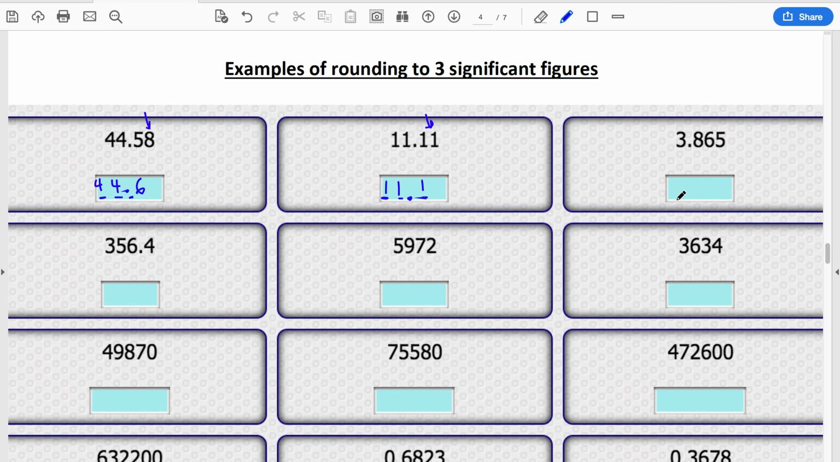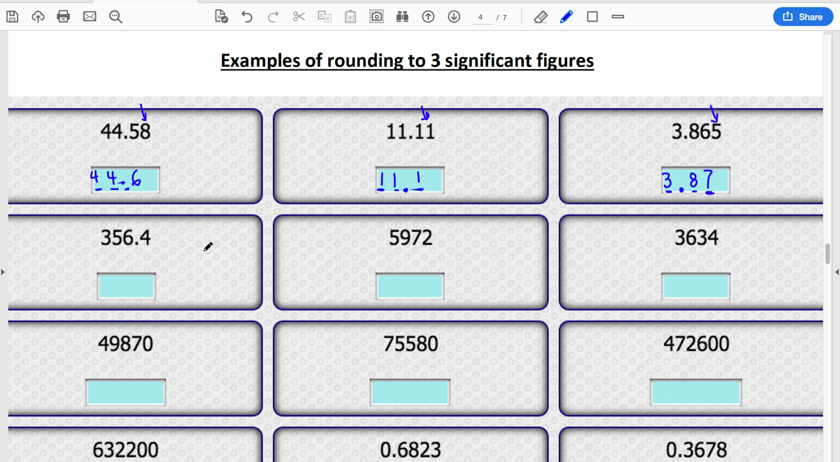Over here, so again, 3 significant figures. So I've got 3.86. So am I going to stay at 3.86 or going up to 3.87? This is a 5, so that means it's got to go up to 3.87.